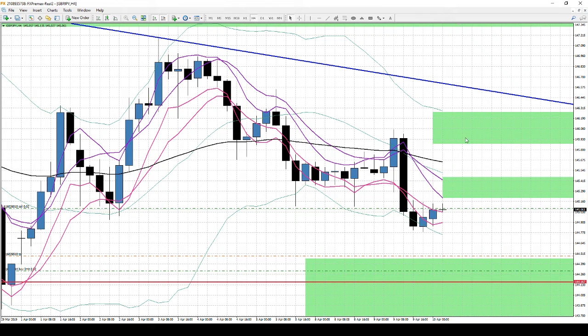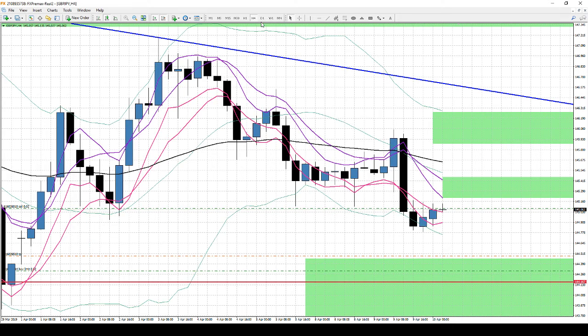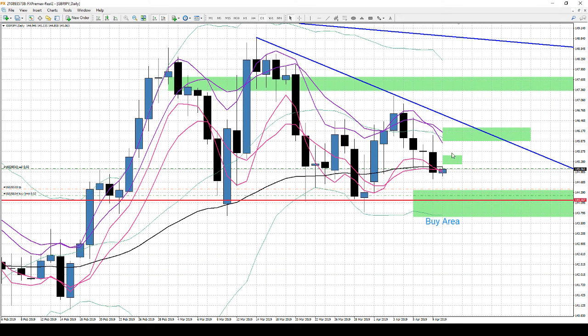This is the minor trend trading. This is the major trend trading, right? And the other thing that you validate with EC359. So in this case, I believe it needs to be done like this. You see, this is the candlestick trend, and 1, 2, 3, 4, 5, and then coming down. I believe this one also is 1, 2, 3, 4, 5. That means my minor trend trading is more dominant compared to my major trend trading.